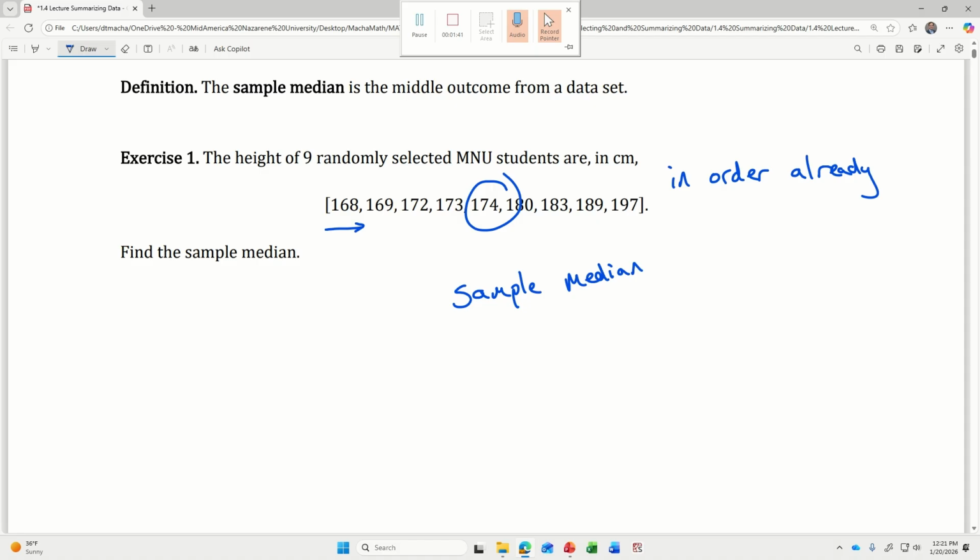So this is a descriptive statistic. It's a way of summarizing data. And this is also what we would call a measure of central tendency, because it's indicating where the center of my distribution might lie, somewhere close to 174 centimeters.